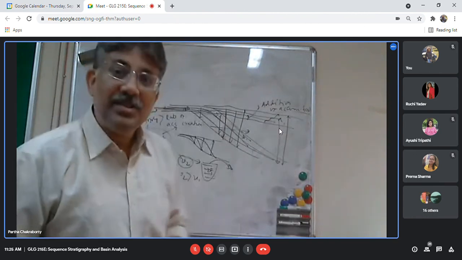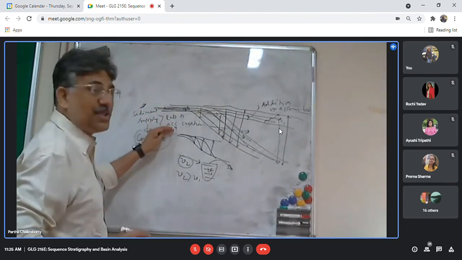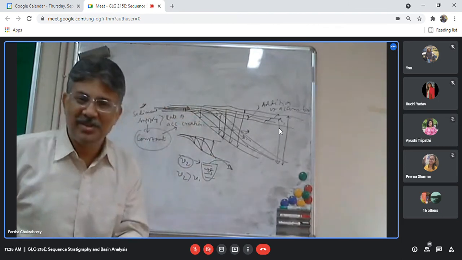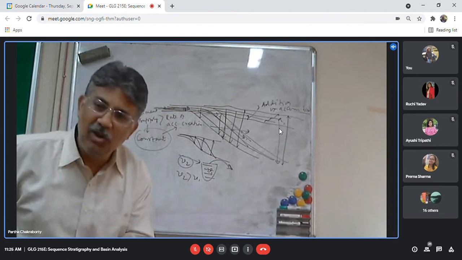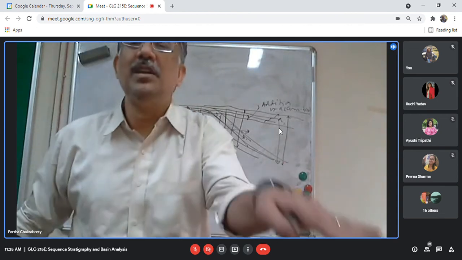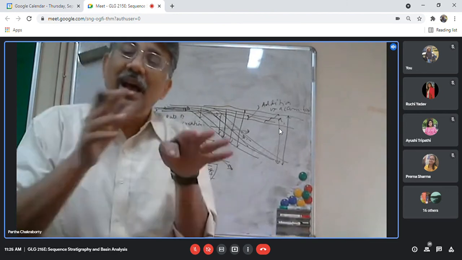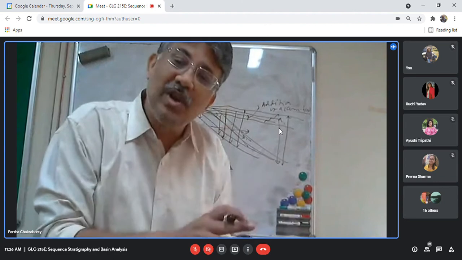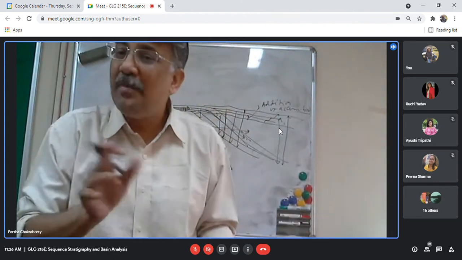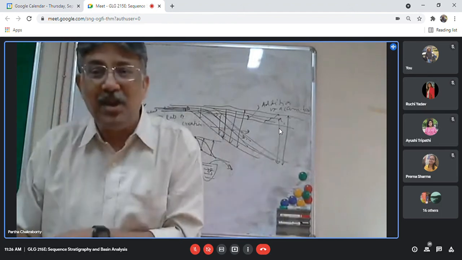But the actual base level rise rate of accommodation creation by the base level rise is still very low. Still very low. But since you are advancing to the deeper part of the basin, you are struggling to fill the basin physiography and the available accommodation of the basin. It is not because of the base level rise, but because of the physiography of the basin.